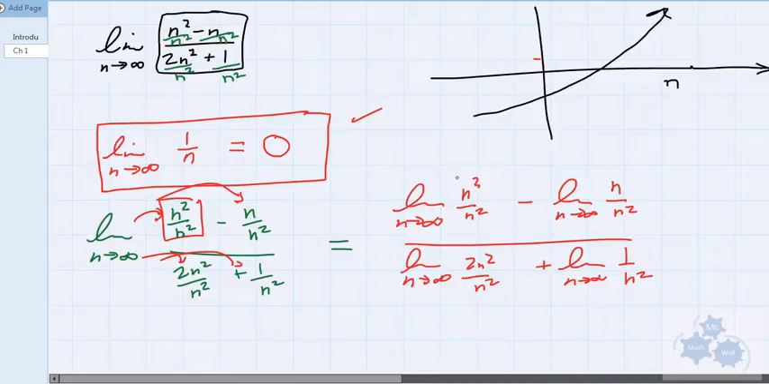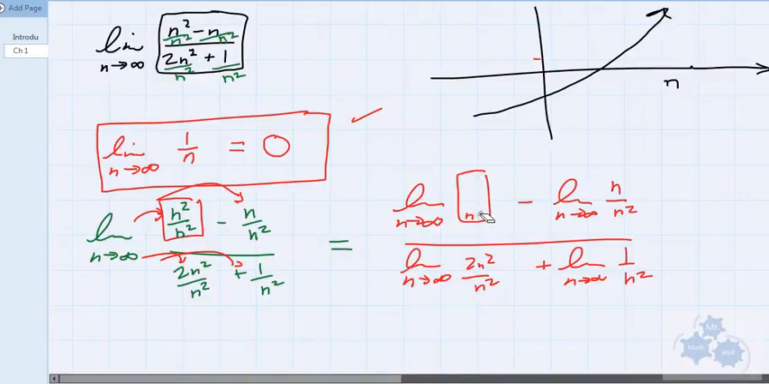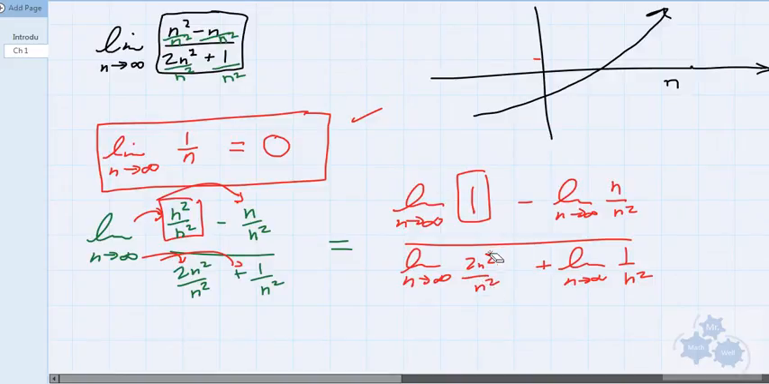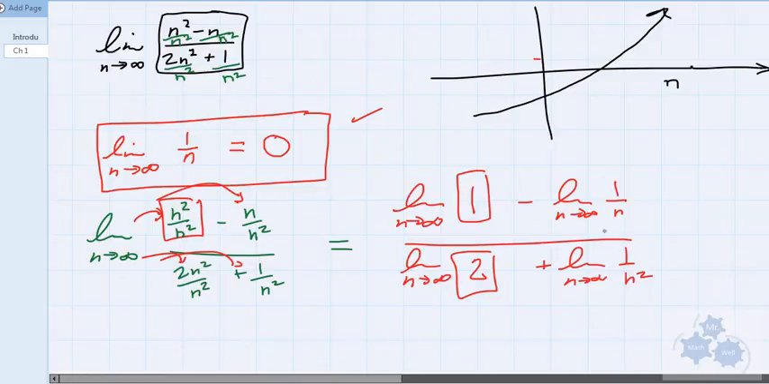And of course, this is n squared over n squared, so we can actually simplify that at any point, before we applied the limit or after. Apply that to 1. Okay? And that's actually 1. What is this one down here? 2. Okay? That actually is just 2. This one here can be simplified to 1 over n. And this is already 1 over n squared. That's fine. Okay?